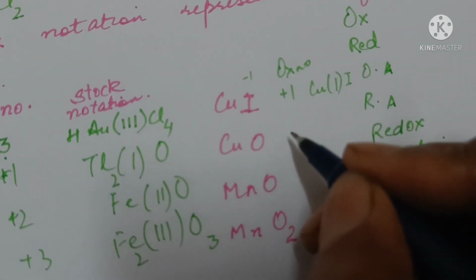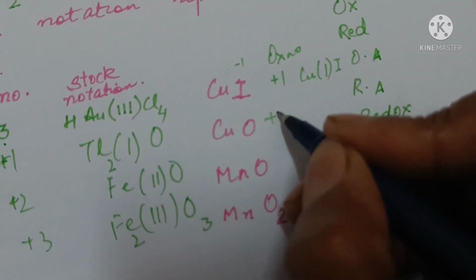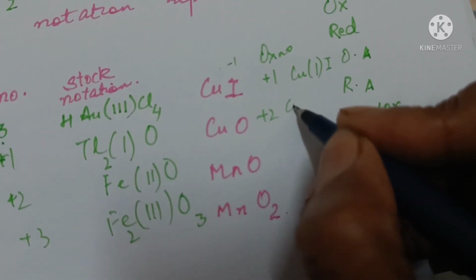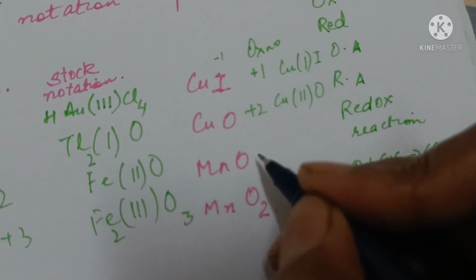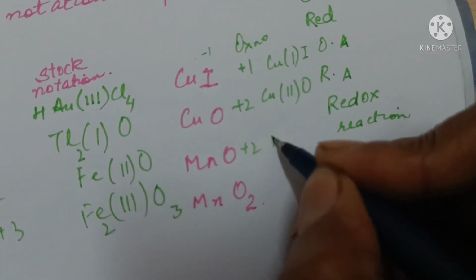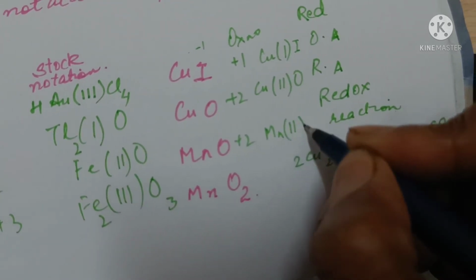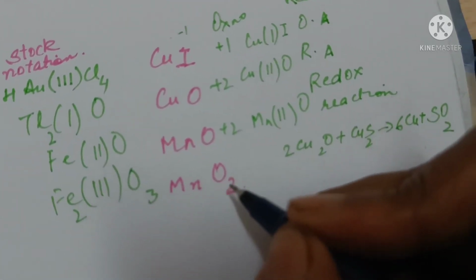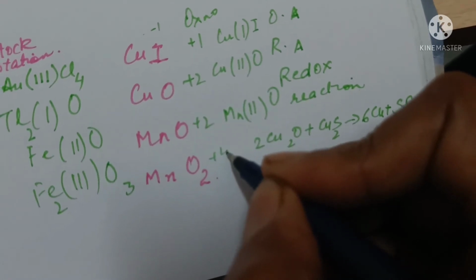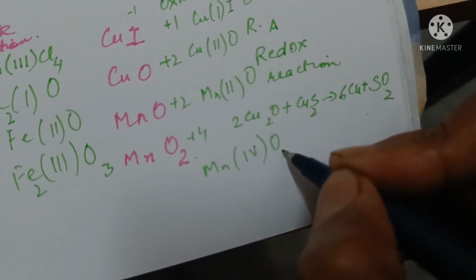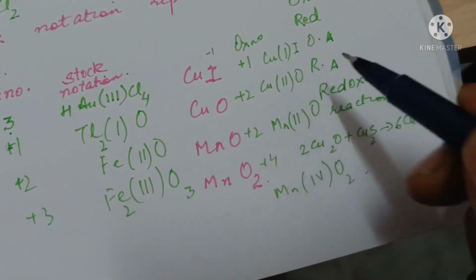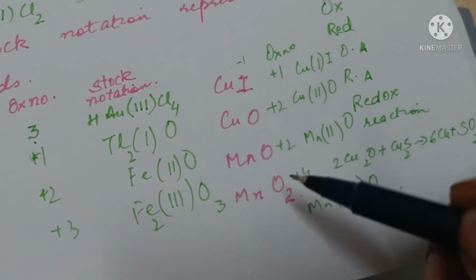Similarly, this has a +2 oxidation number, so it will be written as copper(II) oxide. Here it's +2, so it will be Mn(II) oxide. Here it's +4, so it will be written as Mn(IV) oxide. This is the Stock notation of writing these compounds.